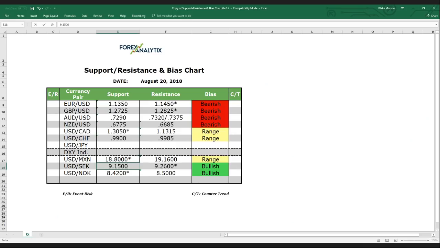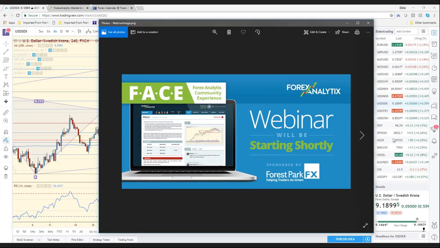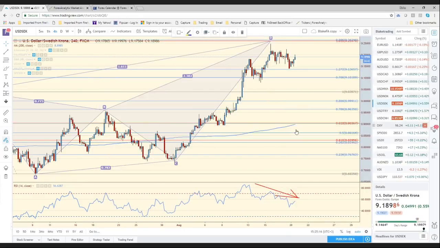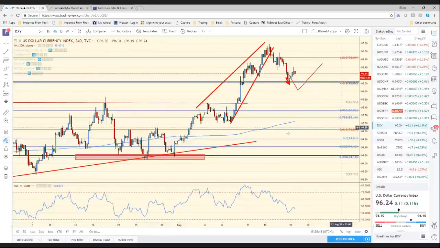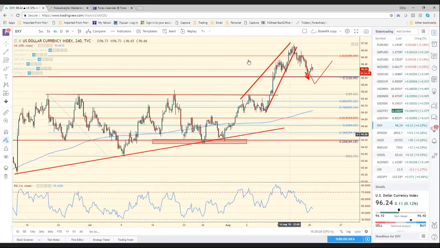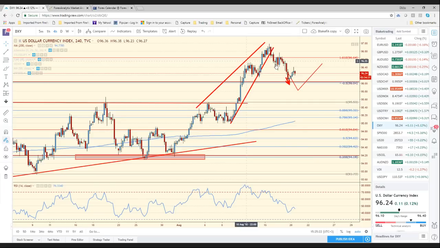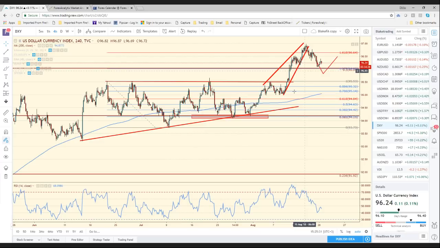And let's take a look at the dollar index. So the dollar index came out of an ascending wedge. We were looking for a move lower, which we've got this far. And we've pushed almost down to 96. 96 was, just so you guys can see it here, a big deal on the way up because it was a 50% retracement.